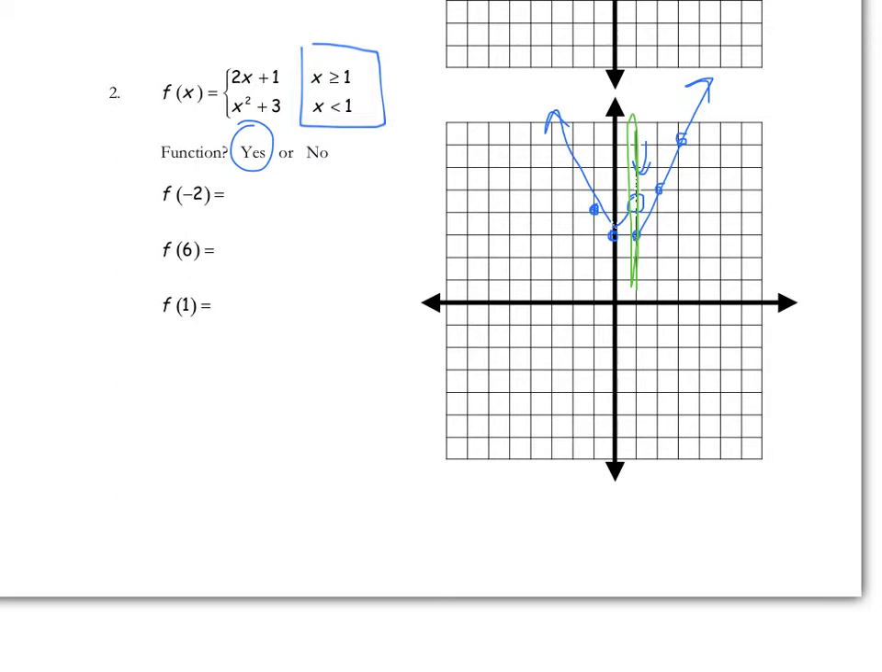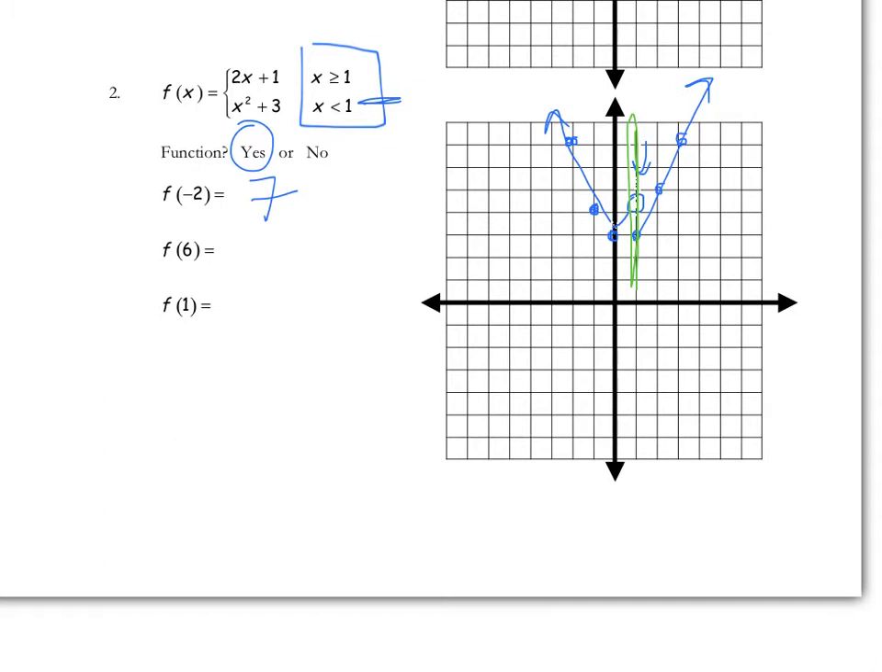Evaluating, if I plug in negative 2, well, negative 2 is less than 1, so I'd want to plug it into the second piece of my equation. Negative 2 squared is 4. 4 plus 3 is 7. I could also use my graph. And actually, there should be a point right here to figure that out. F of 6.